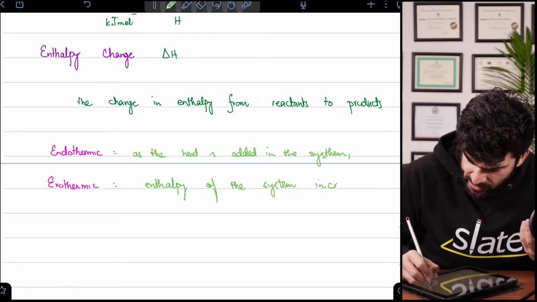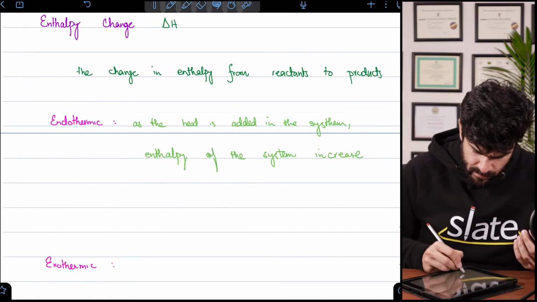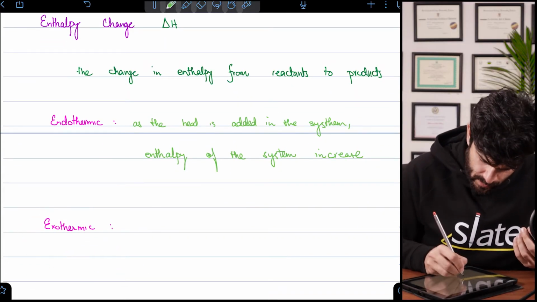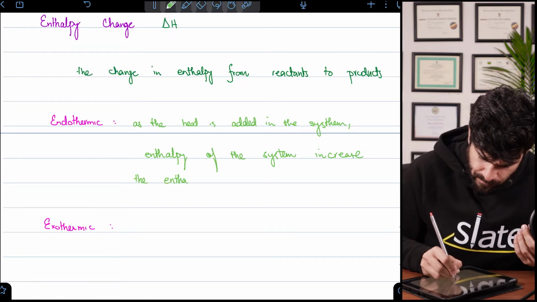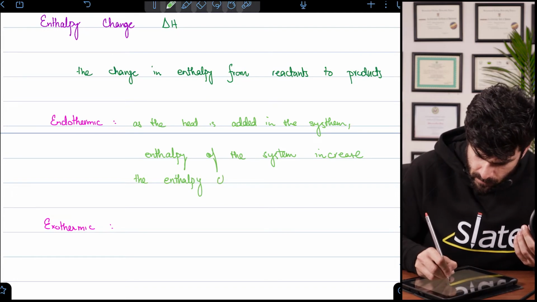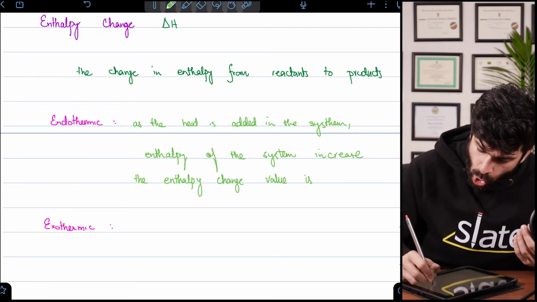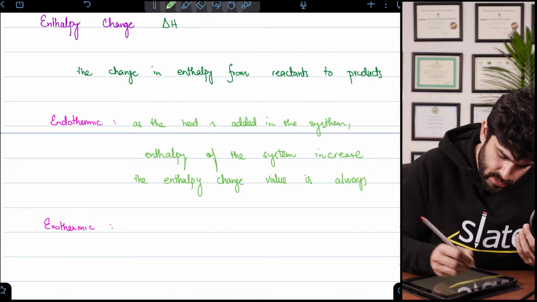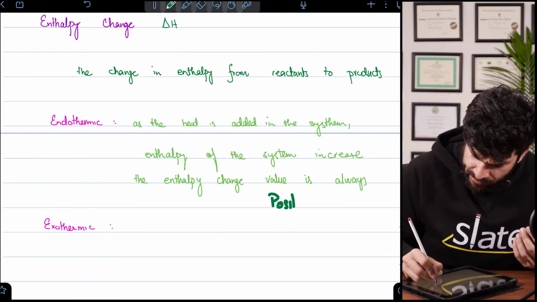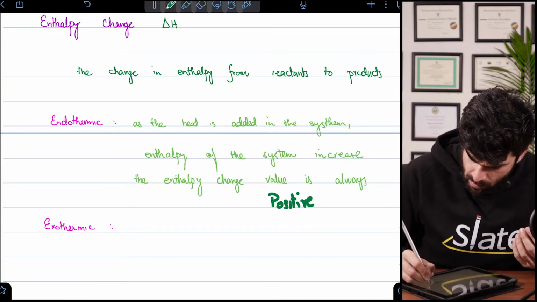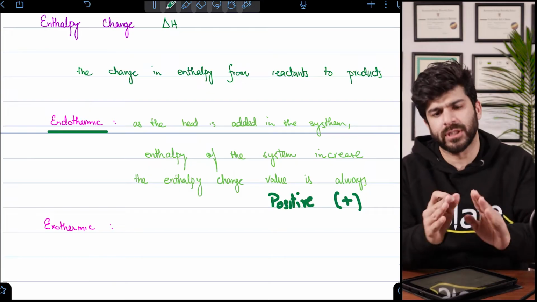And due to that fact, for endothermic reaction, the enthalpy change value is always positive. For endothermic, the enthalpy change is always positive.